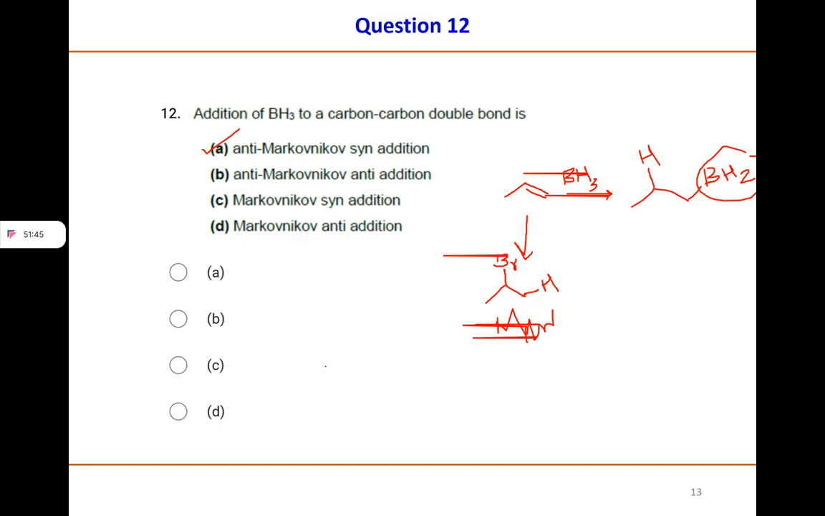Then, after this, we have discussed the addition of BH3 to the carbon double bond, which is anti-Markovnikov addition. We have discussed Markovnikov addition, and why this is an anti-Markovnikov addition, and this is a syn addition, right? So here we have discussed the various questions from the assignment.